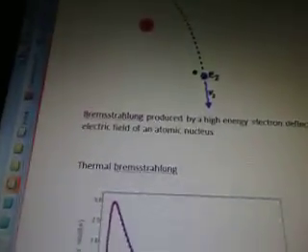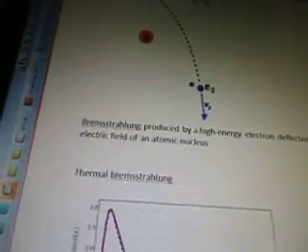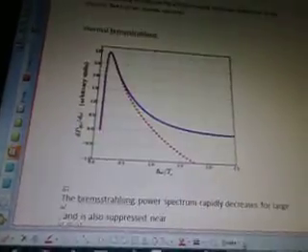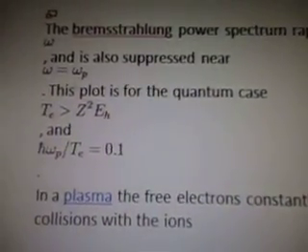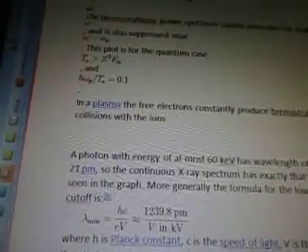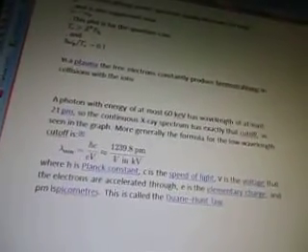And this is Bremsstrahlung produced by a high energy electron deflected in the electric field of an atomic nucleus. Thermal Bremsstrahlung, this is a graph of that. The Bremsstrahlung power spectrum rapidly decreases for large frequencies and is also suppressed near this. And the plot for the quantum case, and there's the graph stuff. In a plasma, the free electrons constantly produce Bremsstrahlung in collisions with the ions. A photon with energy of at most 60 keV has a wavelength of at least 21 pm, so the continuous X-ray spectrum has exactly that cutoff as seen in the graph.